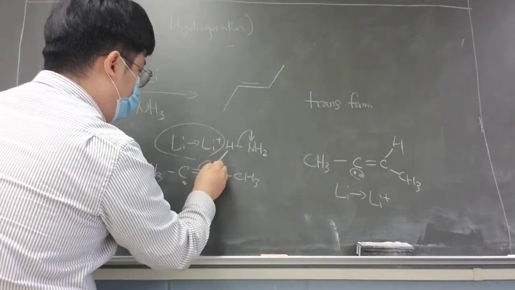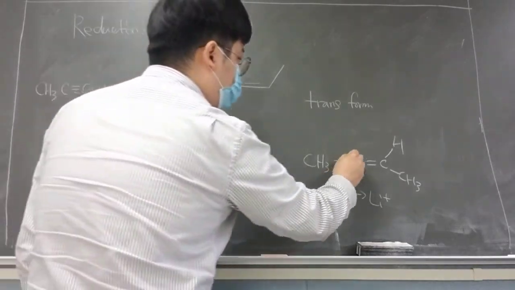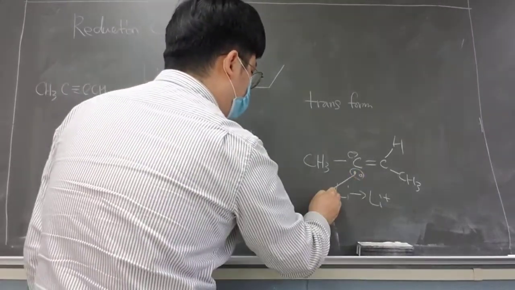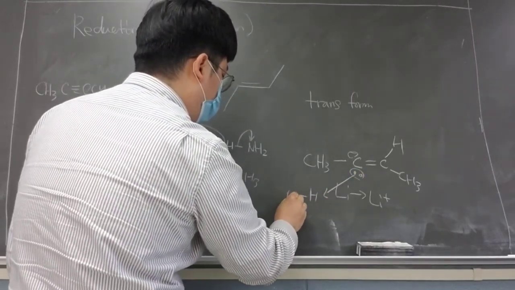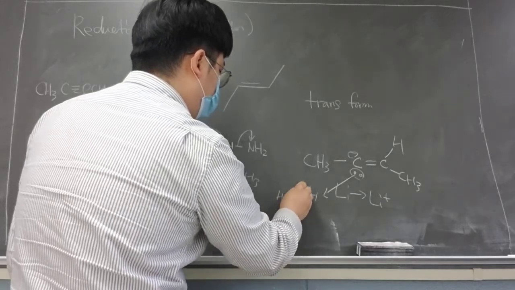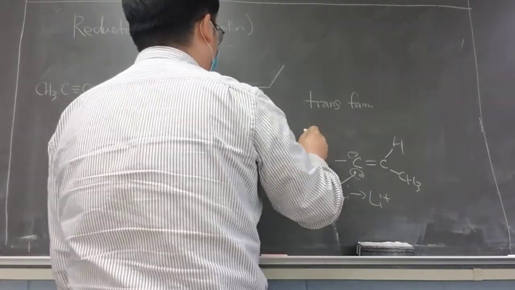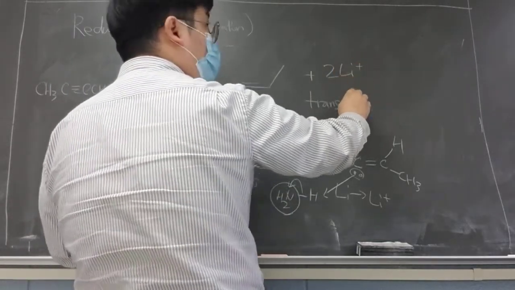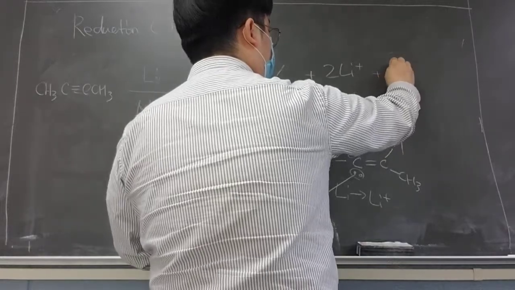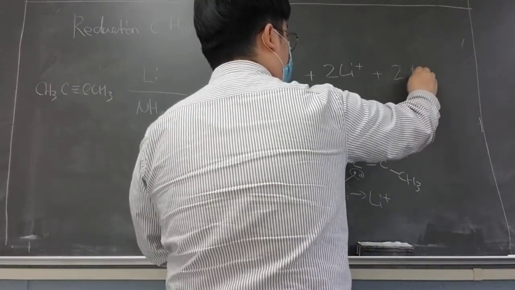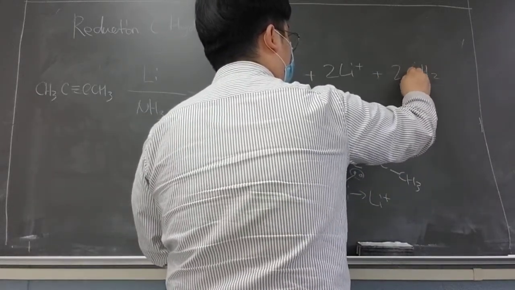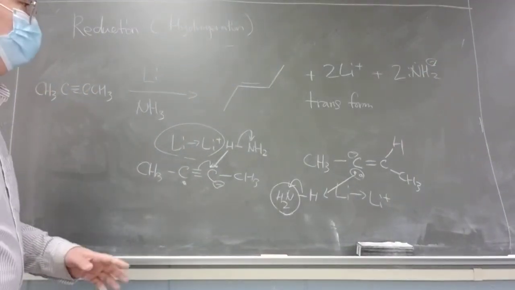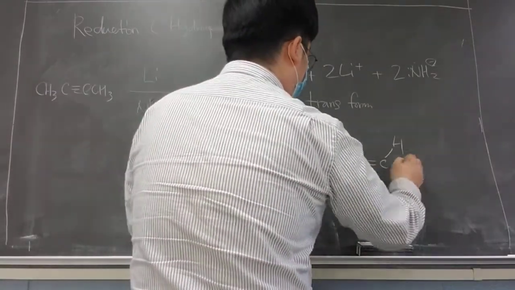So as you can see, when it gets the lone pair, it's a negative charge again, and again it takes one of the hydrogens in ammonia, so that also breaks. So at the end, you're going to have 2 lithium cations plus 2 NH2 anions. Okay, so this is why it pushes into this position.